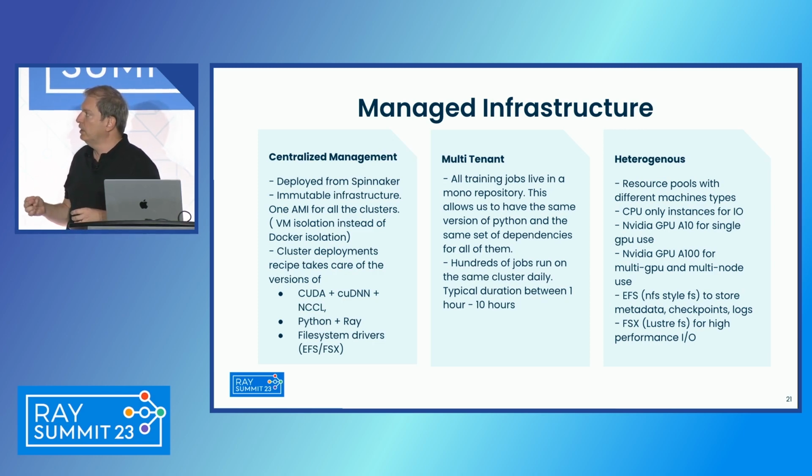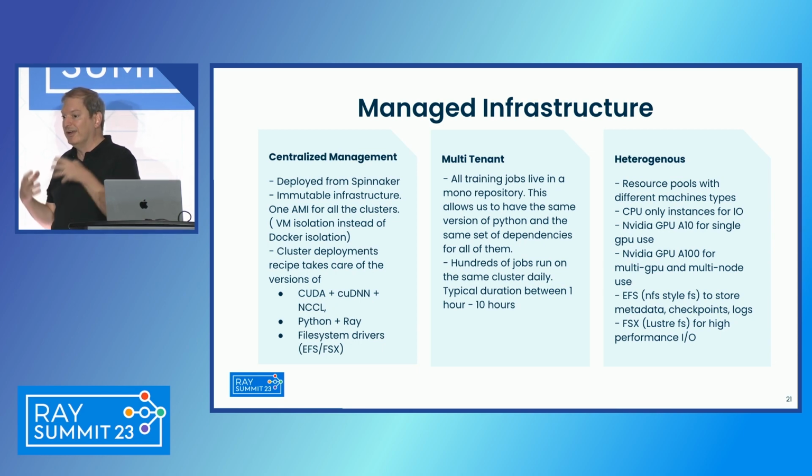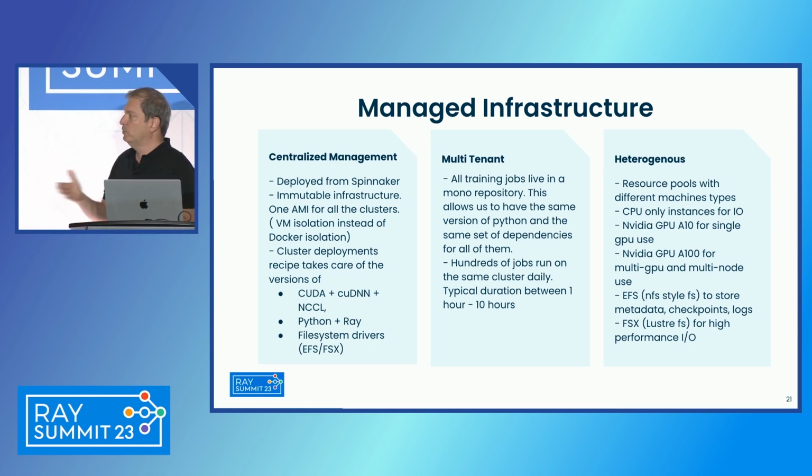So we have all our jobs living in a monorepo that has the great feature that we can fix the version of Python, the version of Ray, and also the version of the entire set of dependencies. So they are immutable for as long as we have deployed all the workflows. And we run hundreds of jobs per day, which have a duration between 1 and 10 hours.